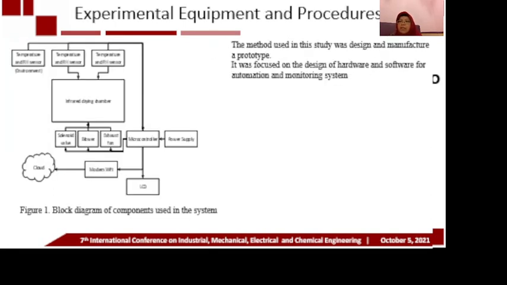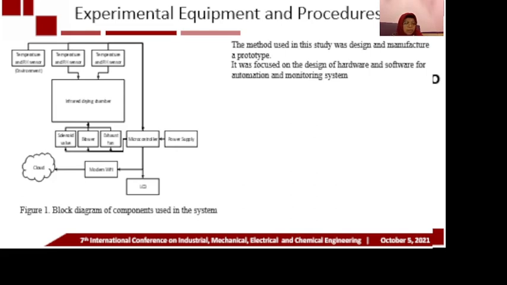Experimental equipment and procedure. The method used in this study was design and manufacturing of a prototype. It was focused on the design of hardware and software for the automation and monitoring system. Figure 1. Block diagram of components used in the system.